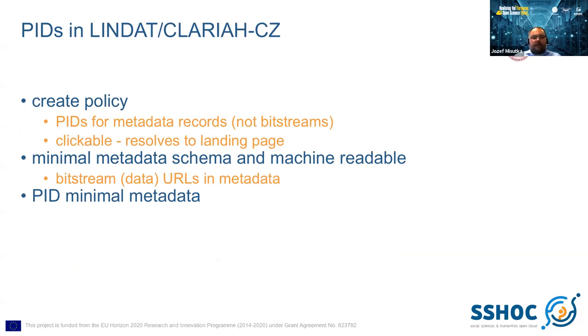So how does it look in our repository now in LINDAT/CLARIAH-CZ? First of all, we assign PIDs to metadata records only. Why? Because the underlying archive data format can change in long-term preservation systems. Just imagine from tar to 7-zip, zip, or similar. But also our linguistic data sets have different plain text formats. So at the moment, because it's not that widely used in production, the DTR is an answer to this, but we are not using it at the moment.